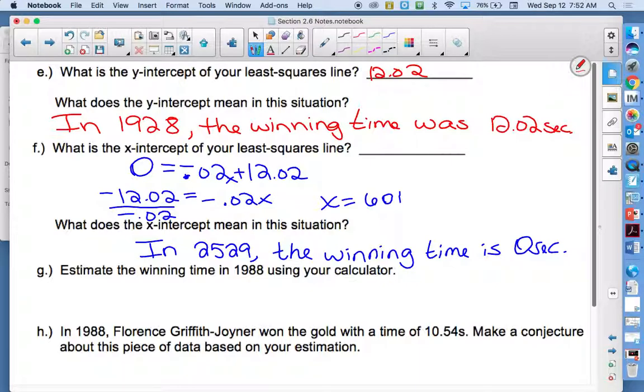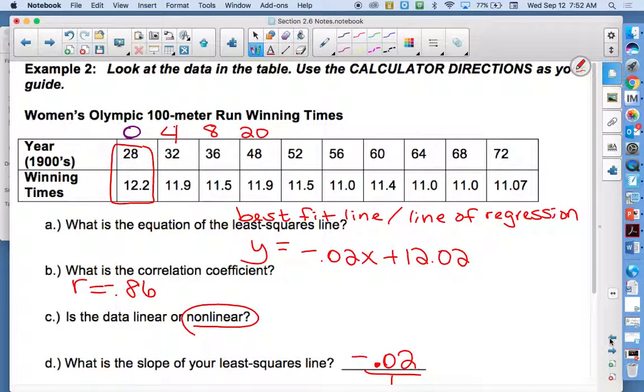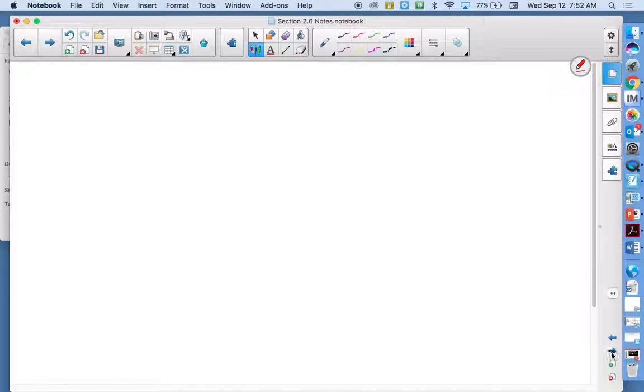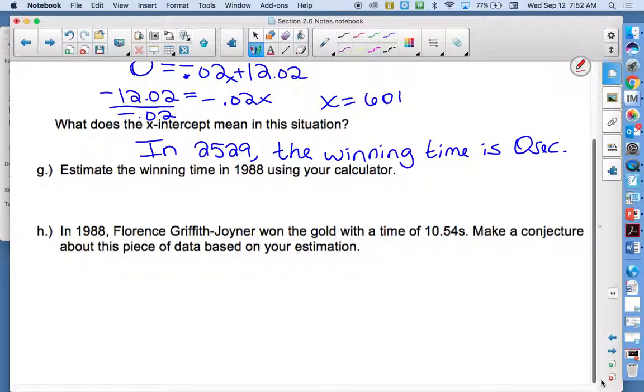Questions? So that information there is going to seem off. It's not going to make sense. Letter G says, estimate the winning time in 1988 using your calculator. This one's tricky. So go back to the beginning. If we started in 1928, and now we're talking about 1988, Gavin, how much time has passed between 1928 and 1988? 60 years. So if we're estimating the winning time, we're talking about 60 years. That's the x value.